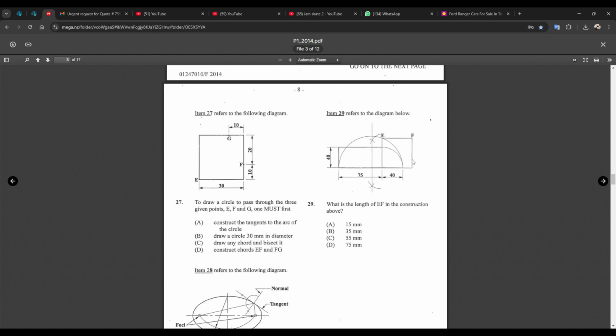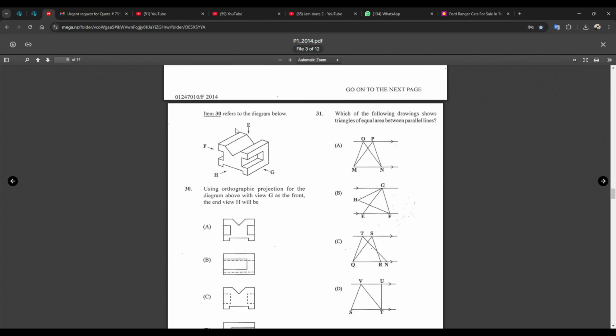So EF would be the length of one side of this square. So the answer would have to be 55 because 75 is the length of the long side of the rectangle, and 40 is about 3/4 of the length of the side. It's 55. It can't be anything else.